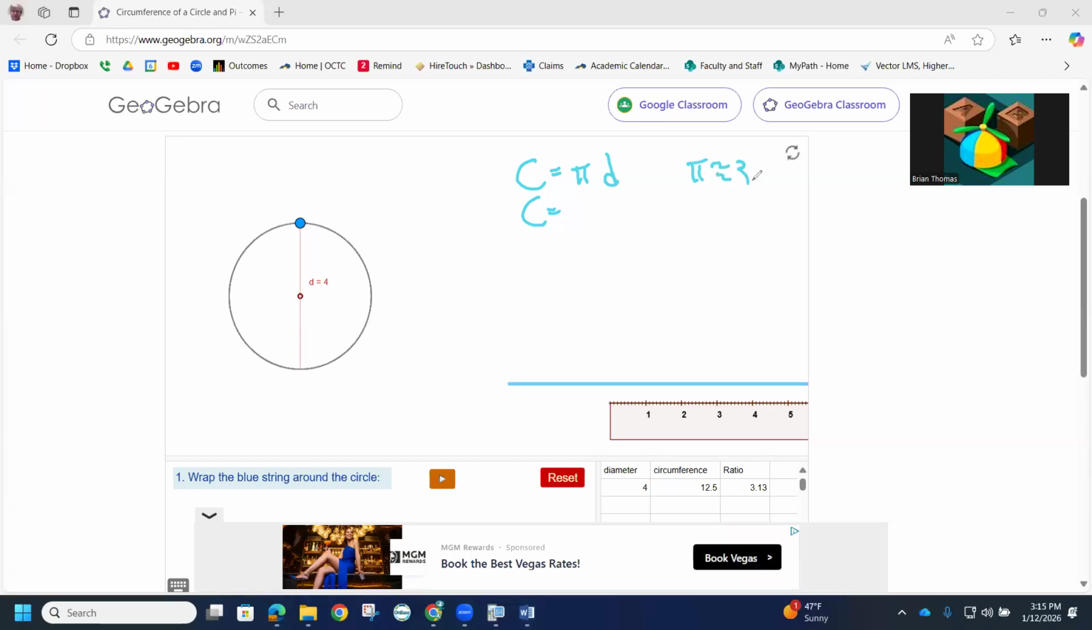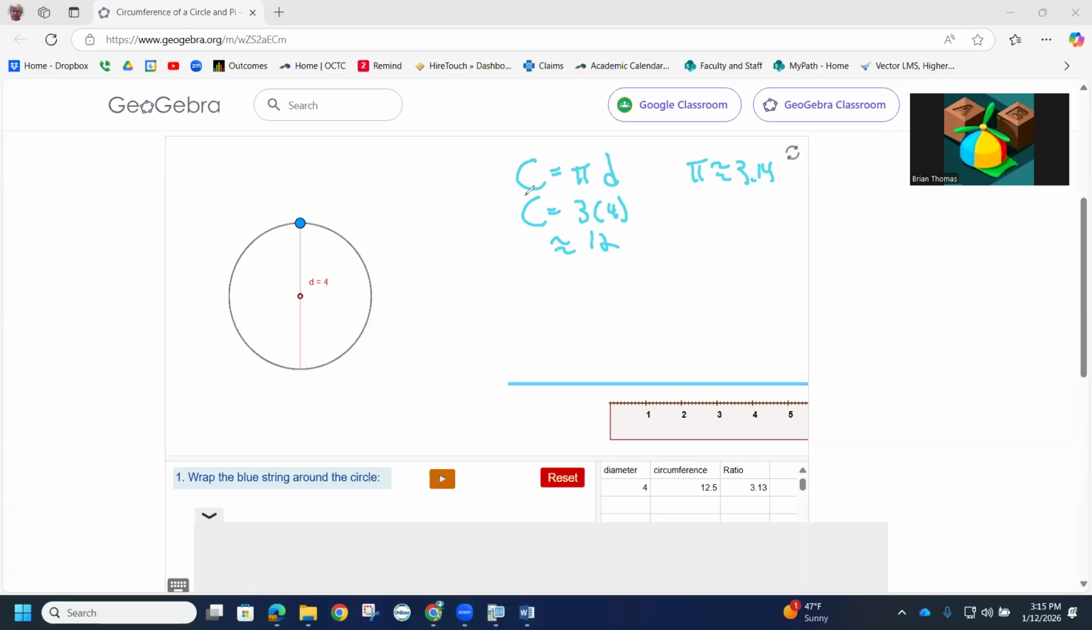but notice that pi is approximately 3.14. So as an estimation, if we go 3 times 4, that's going to be a good estimation of the circumference, which would be 12. Okay, that's a rough approximation. So since pi is a little bit over 3, we know our answer's got to be a little bit over 12. So let me see if I can get this to go back to my little arrow over here.